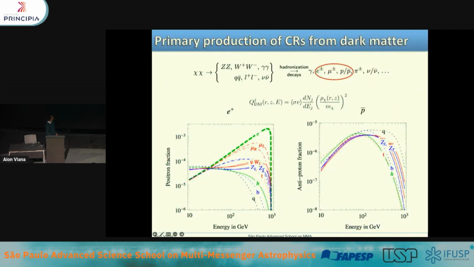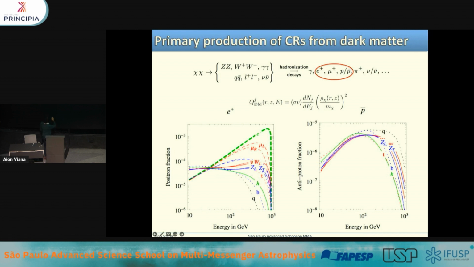So what we have in the annihilation of dark matter is basically the same formula, okay? It's the cross-section, the spectrum, and the density of dark matter in the whole galaxy. So you have annihilation in the whole galaxy that generates cosmic rays that come to us. And we can, for example, plot what is the expected fraction of positrons on Earth, or what is the expected antiproton fraction on Earth from the annihilation of dark matter.